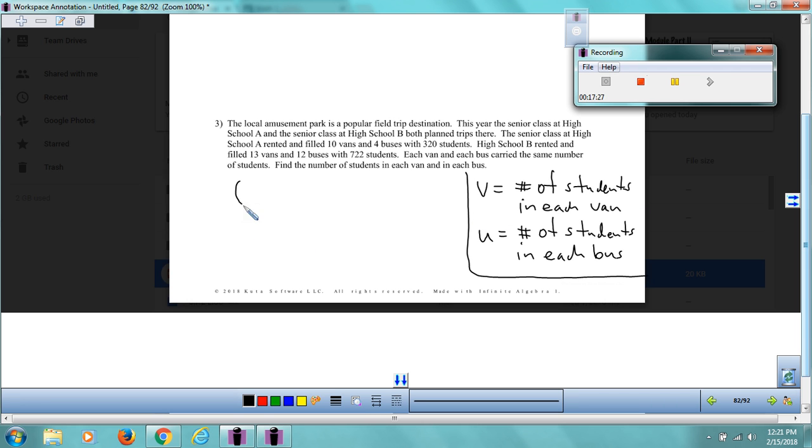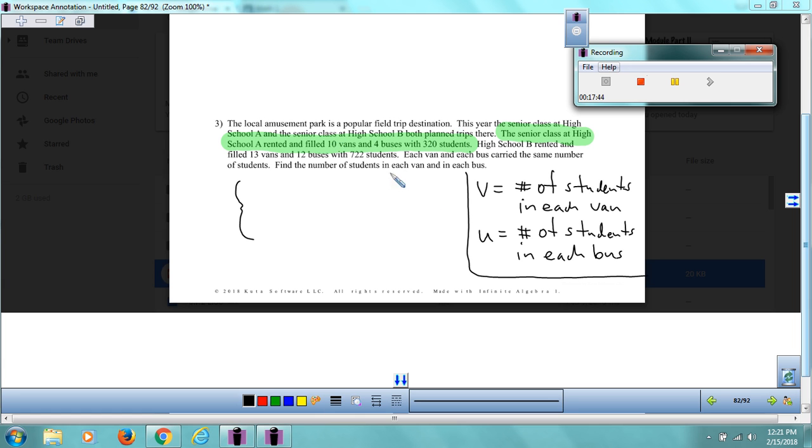I'm going to give you a second. I'm going to pause for a second, and I want to see if you can come up with a second equation on your own. So what it first says is the senior class A, so we're talking about senior class A, rented and filled 10 vans and 4 buses, 322 students.